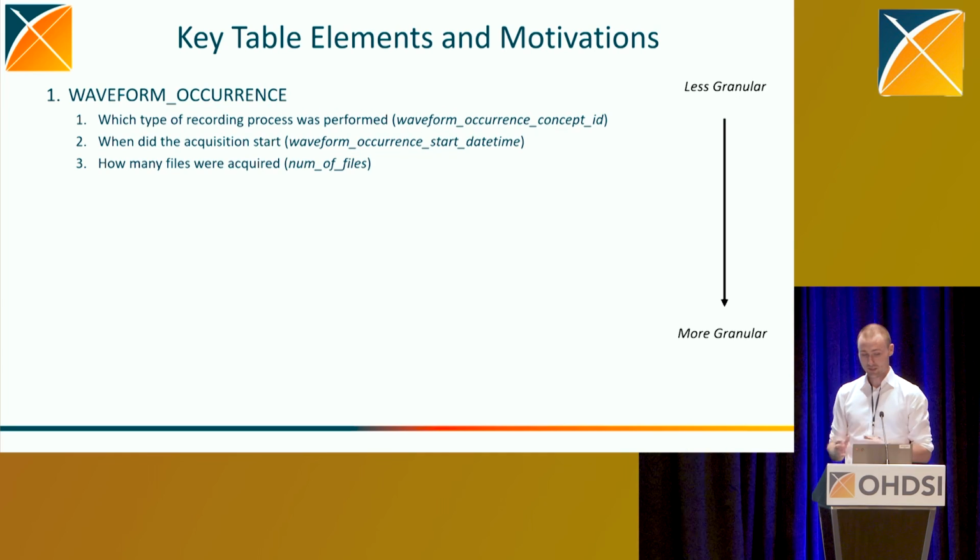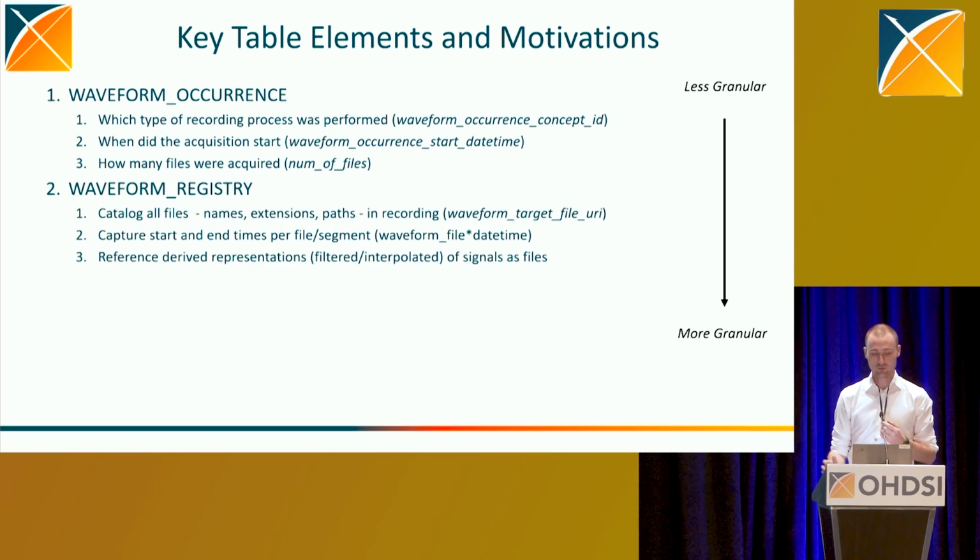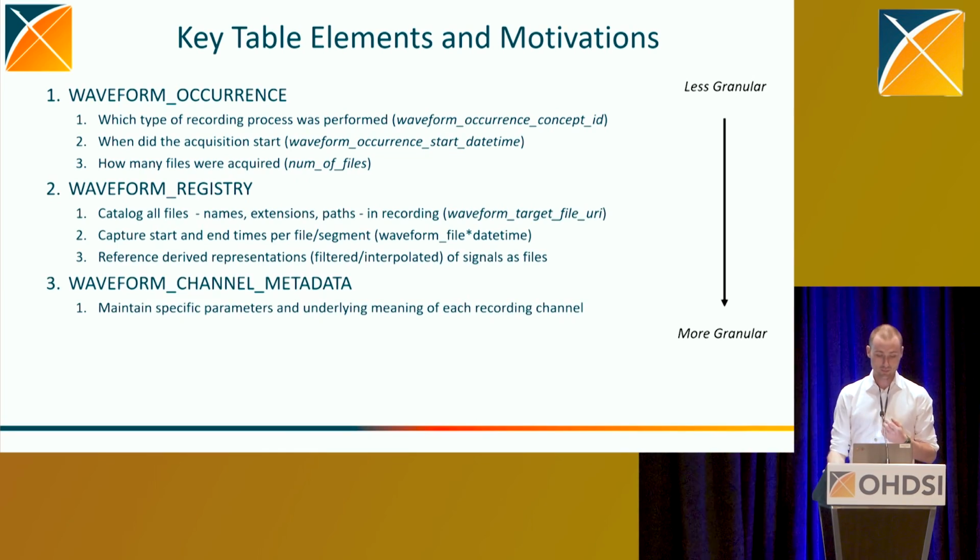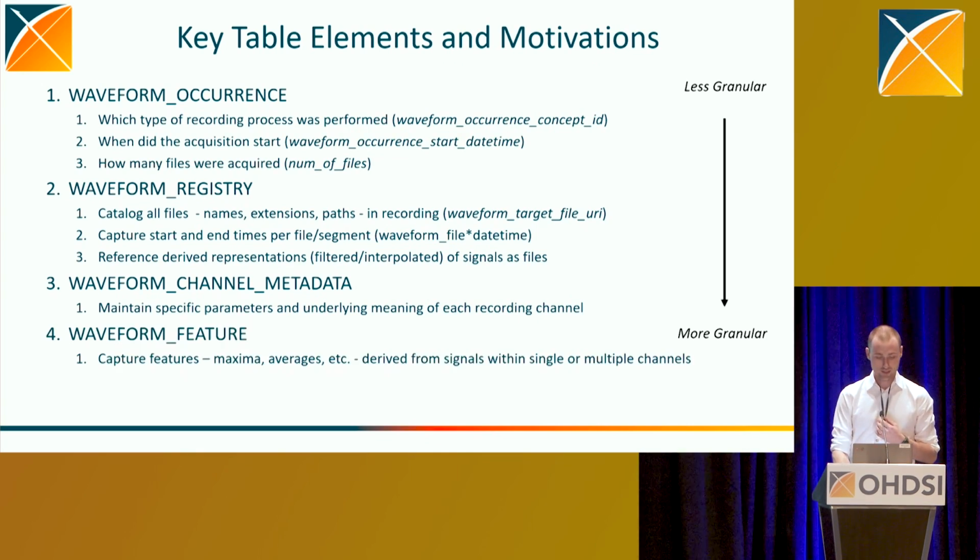Okay, so key table elements, I've already gone through these. And we'll go from less granular to more granular, but waveform occurrence is essentially the act of recording the waveforms. The registry is keeping track of all the files, when they start and end, what you need to do to analyze them. The channel metadata is like what's going on in each channel, like how can I interpret the channel if I'm trying to understand it. And waveform feature is really like an NLP or any of the other feature-based tables. That's going to be loaded with all the different features as you want to derive them.